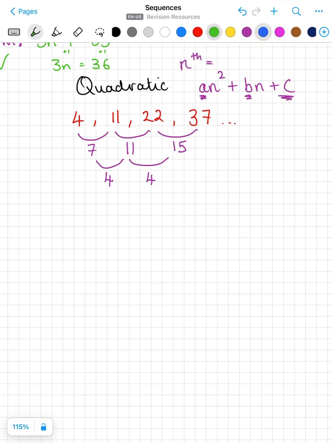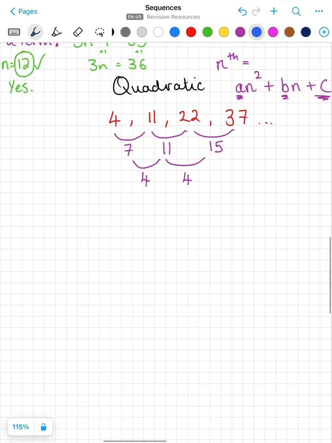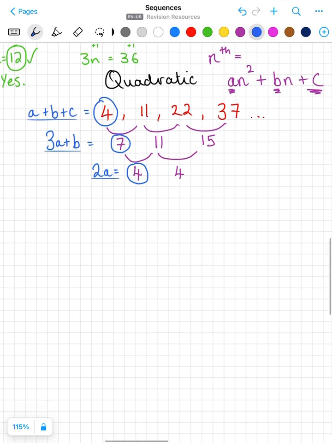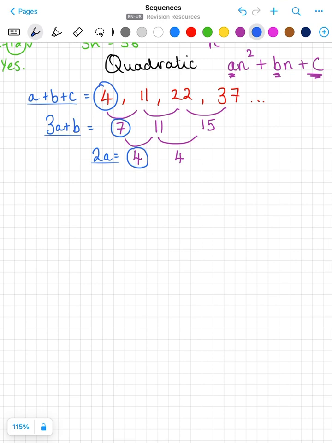Now how this helps us find values of a, b and c. Here are some formulas to learn. 2a is equal to the second difference. 3a plus b is equal to the difference between the first two terms. And a plus b plus c is equal to the first term in the sequence. Now where these come from is actually an A-level maths algebraic proof, so you don't need to know at GCSE where these rules come from. But it's helpful to know them because it's a really nice, tidy way to write down a quadratic sequence.